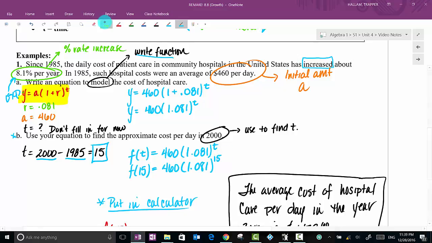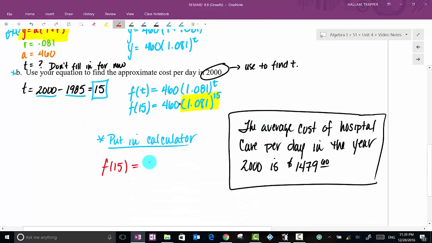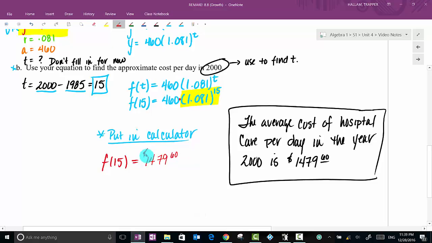Now, if you're calculating this, I'm going to recommend that you do it in chunks since you don't type it all in. Why? Because there's more likely a chance for you to make a mistake, especially if you don't use the parentheses correctly. I would put this in first, I would calculate that, and then I would come back and multiply my initial amount. That's how I would put it in my calculator because that leads to fewer mistakes for me. Your calculator's super smart, but you have to know how to direct it. So once we did that, if we put that in our calculator and calculate it out, we're going to find out that it's going to be $1,479.60 per day in the year 2000.